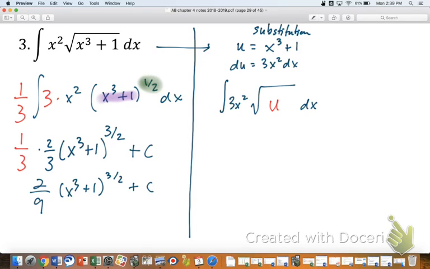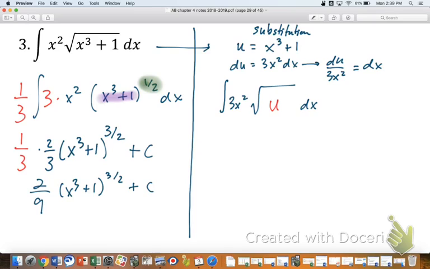There we go. Now let's try to substitute the rest of this, and here's how this would work. I'm going to take this, and I'm going to solve for dx. So it's going to be du over 3x squared equals dx. I'm just dividing both sides by 3x squared.